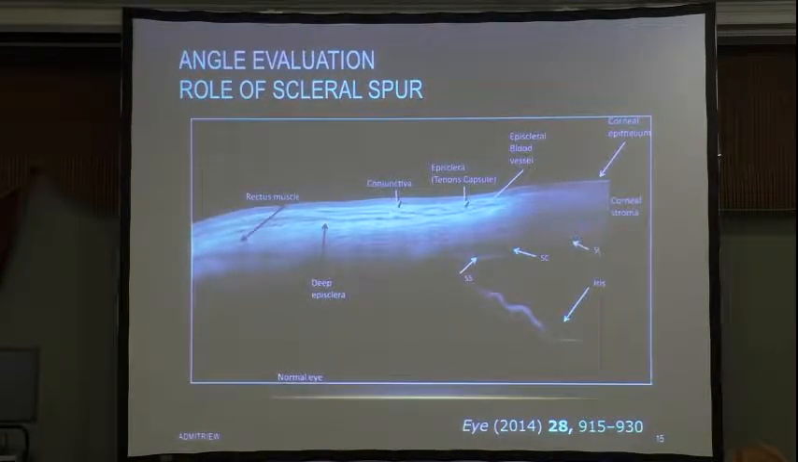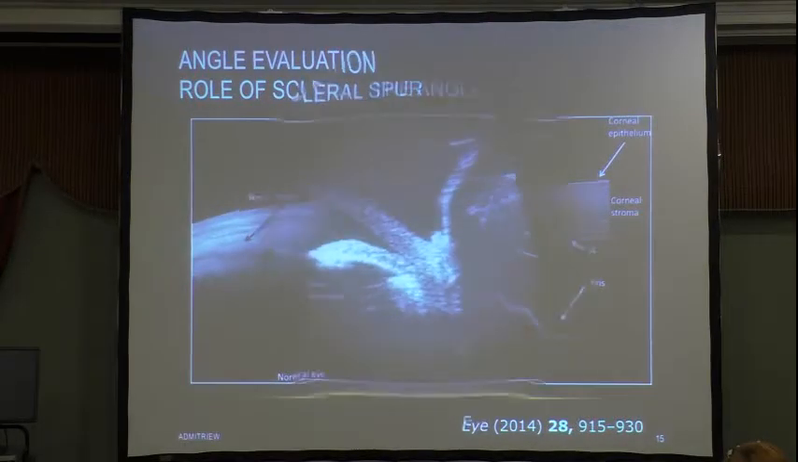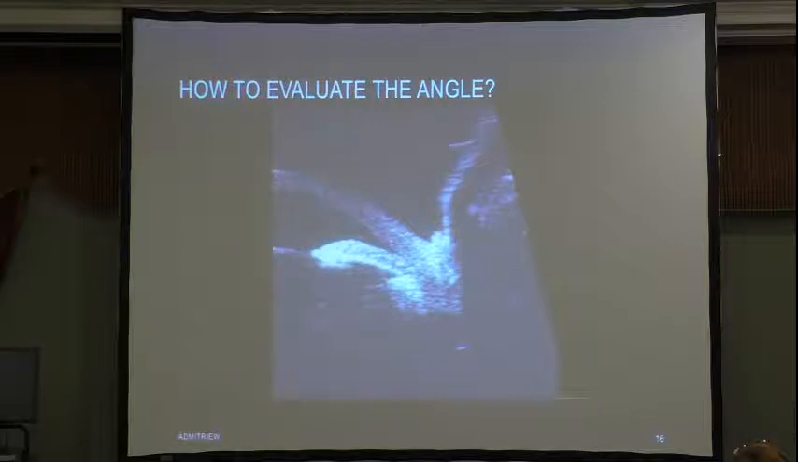Endothelium, obviously. So when you just look at the UBM scan, drawing first line on the endothelial side is crucial, and then you continue with drawing another scleral line.